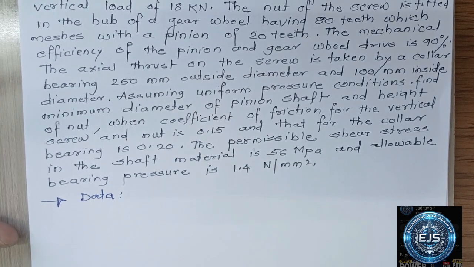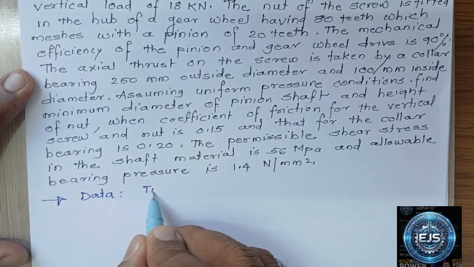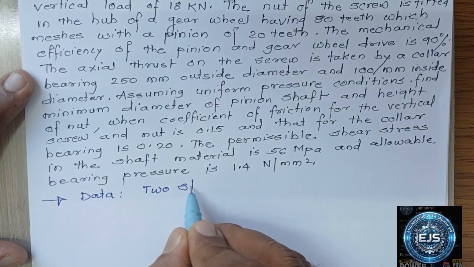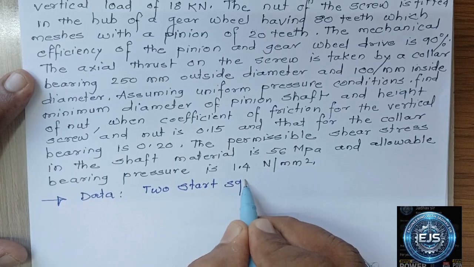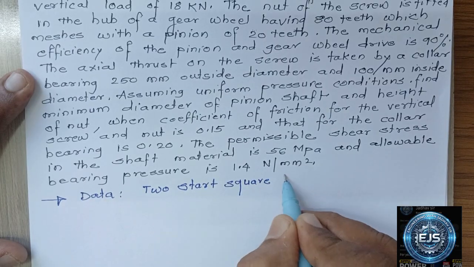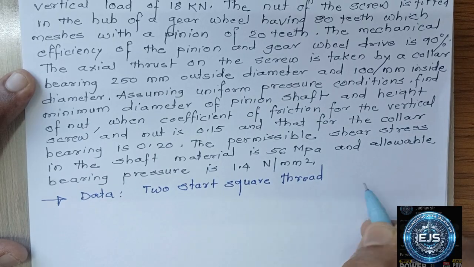So in the given problem, this is a problem on a two-start or double-start square threaded screw. So for a two-start square threaded screw, the number of starts n is equal to 2.